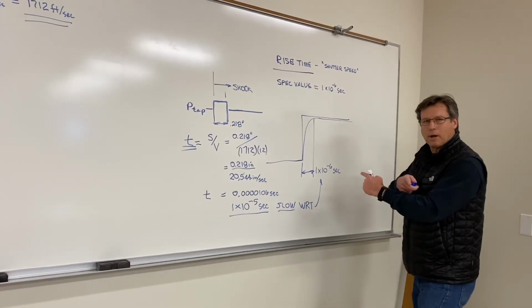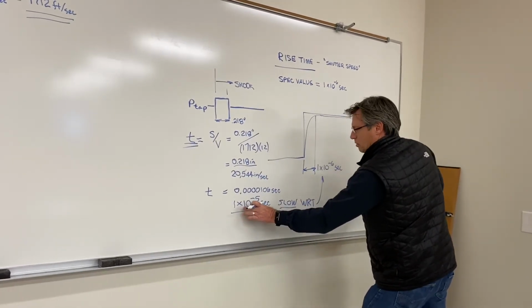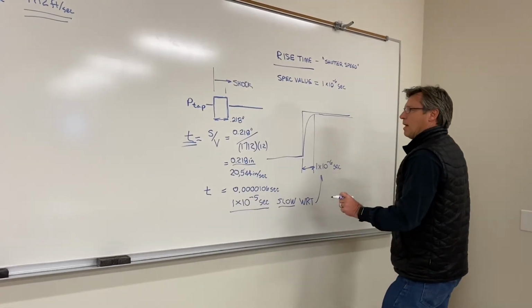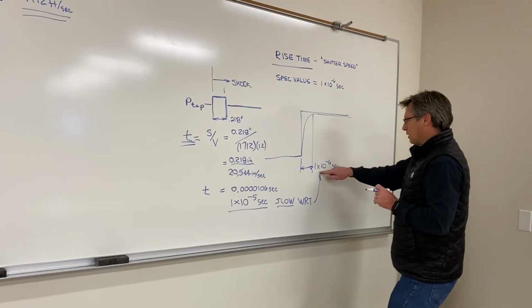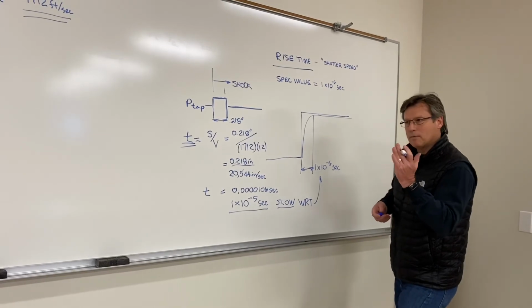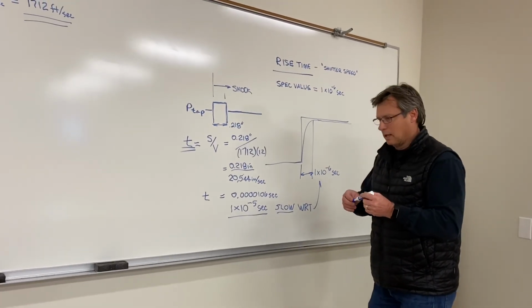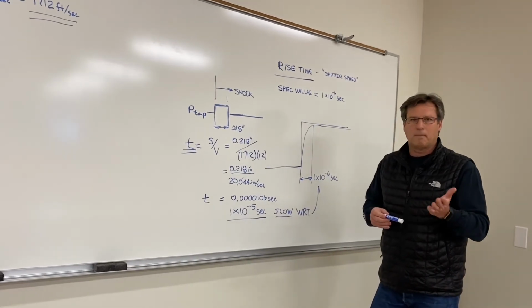If it were the other way around, if our rise time, the spec value of the pressure transducer, was 1 times 10 to the minus 5th, and this event was 1 times 10 to the minus 6 seconds, we would not have enough response speed to actually pick this up. So think of this rise time as a temporal resolution capability of the instrument.